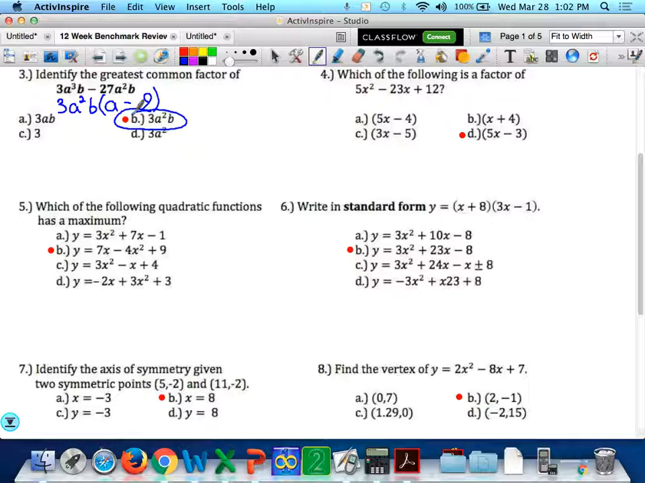Number 4 is another factoring problem. So we're looking for factors of 60x squared. That's my ax squared times my constant c. And I need them to add together to be negative 23x. That seems like a tall order, but I know that 3 times 20 is 60.